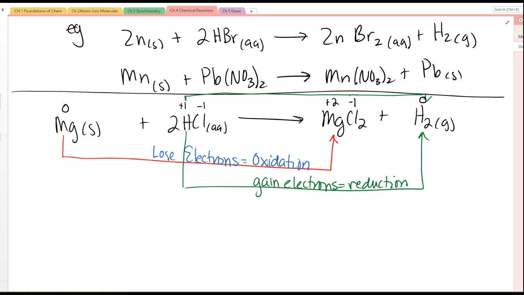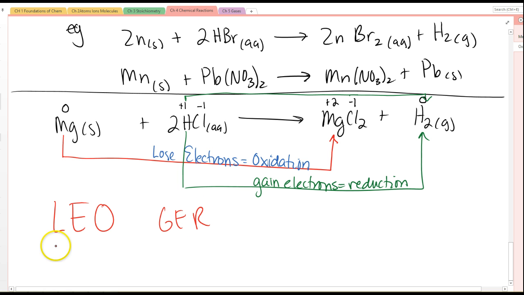So, a nice mnemonic to help you remember which one is oxidation and which one is reduction is LEO the lion says GER. Lose electrons is oxidation, gain electrons is reduction. So what you've got there is a nice little mnemonic for remembering that.